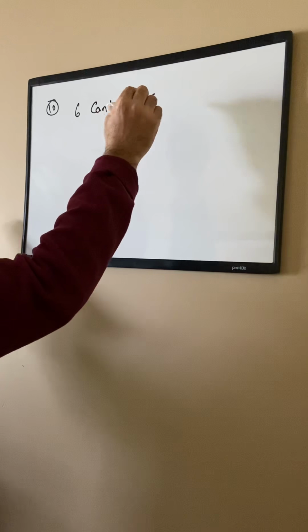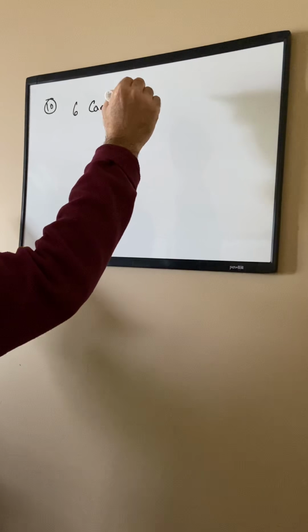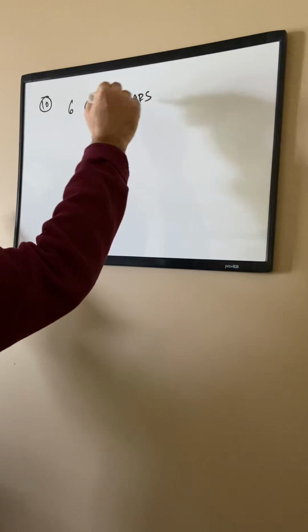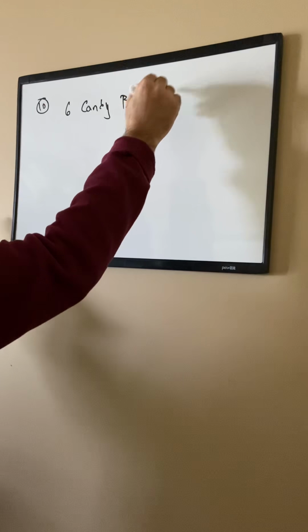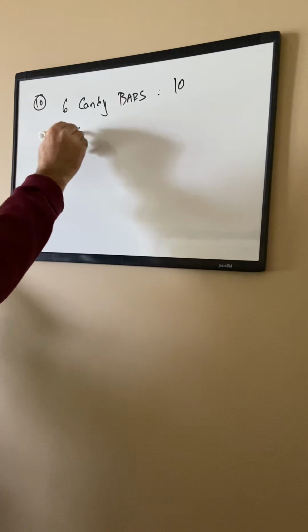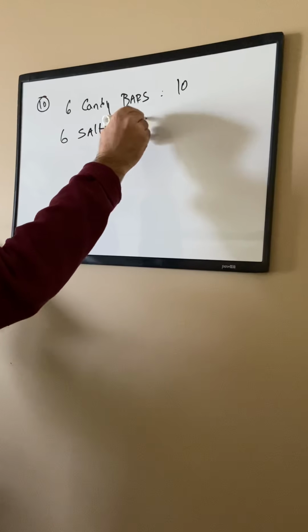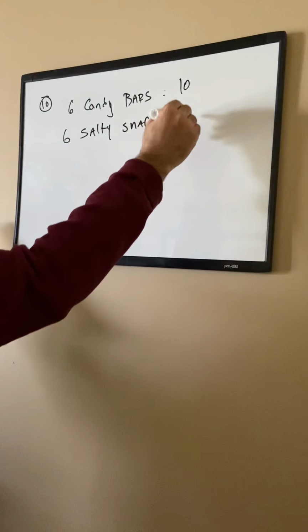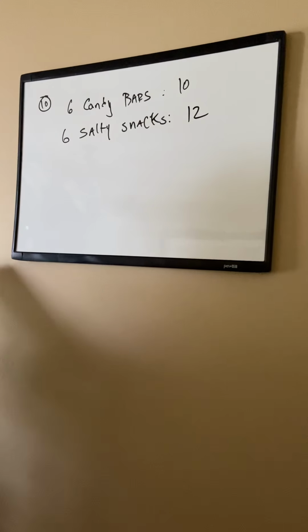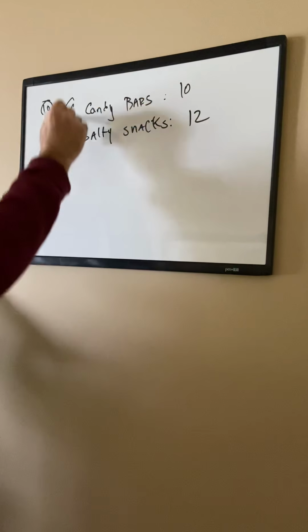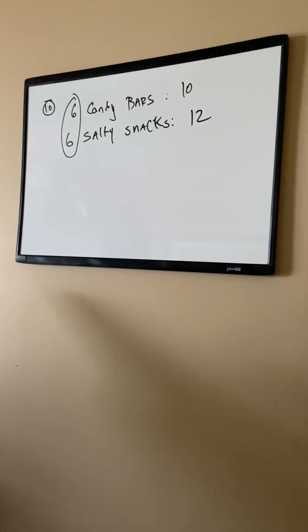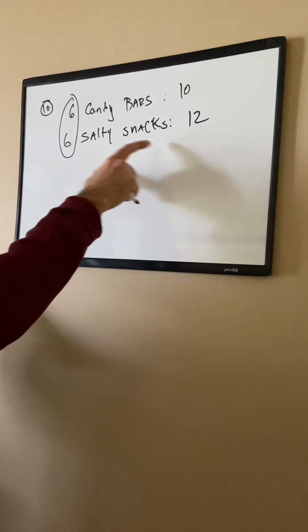Example number 10, we're going to be stocking a candy machine. We're given 6 candy bars to select out of a list of 10, and we are given 6 salty snacks to select out of a list of 12. So the question is, how are we going to stock the vending machine selecting 6 candy bars out of 10 and 6 salty snacks out of 12?